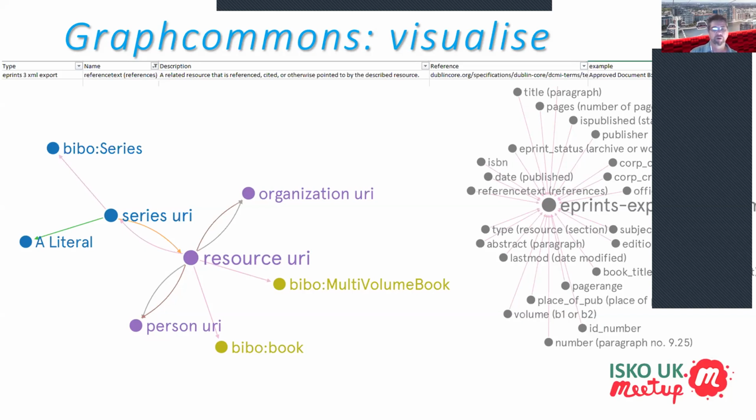So it's part of a series, it has a URI, has an organization, it's a resource, a multi-book volume, and it's a BIBO book. And over here are all the properties that are associated with ePrints. So page range, last modified date, abstract, type, reference text, ISBN, title, pages, and so forth and so on. So I use it a lot for kind of brainstorming.